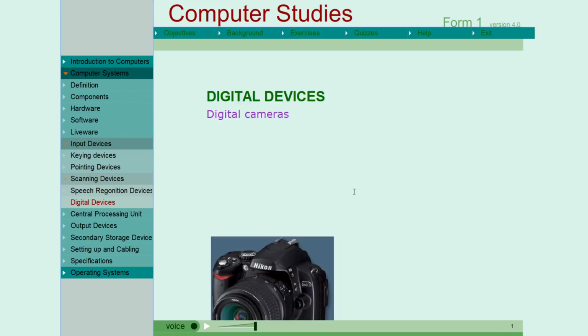Digital cameras are devices that produce images in a digital form that can be transmitted directly to a computer hard disk for manipulation, storage, and printing.